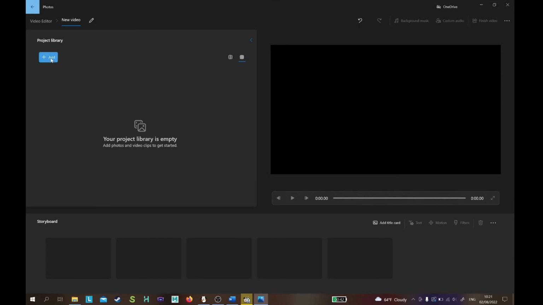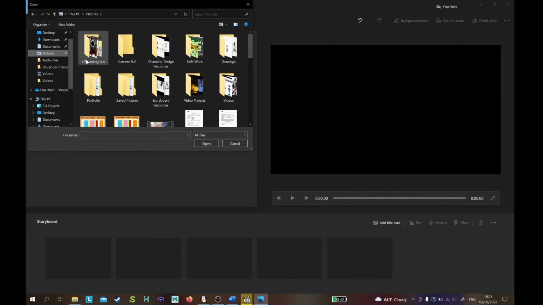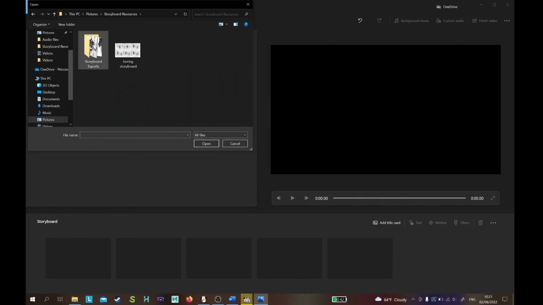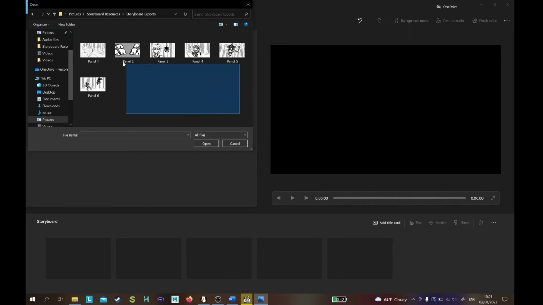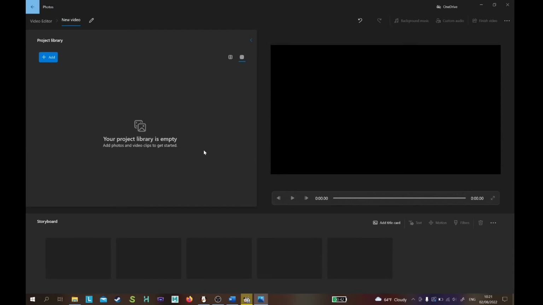Then from there you can add either videos or pictures, but in the case of making an animatic, you just want to add the pictures. So you go add, and then from this PC, and from here I want to go into my pictures, my storyboard resources, and here's the folder that I made with all the drawings that I did. And I select all these. You can select them one at a time, or you can select all of them.